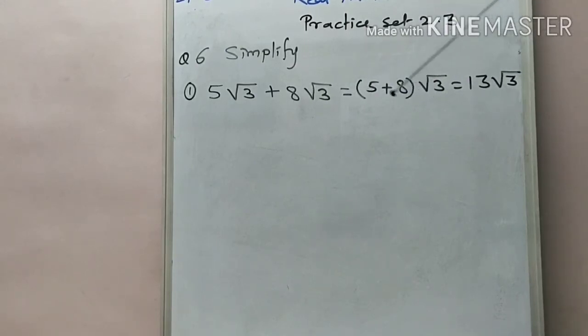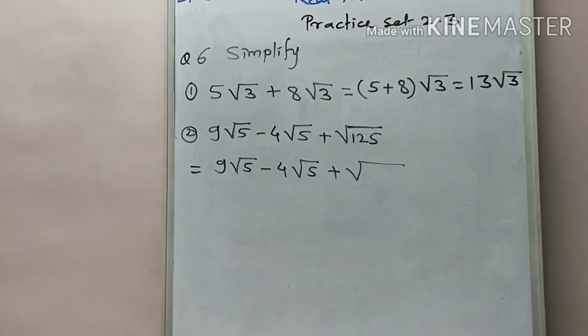You may take common part, the rational numbers 5 plus 8 and root 3 as a common, or you can directly write down the answer as 13 root 3 at the addition of these two like surds. Okay, now we try for the second one. 9 root 5 minus 4 root 5 plus root 125.